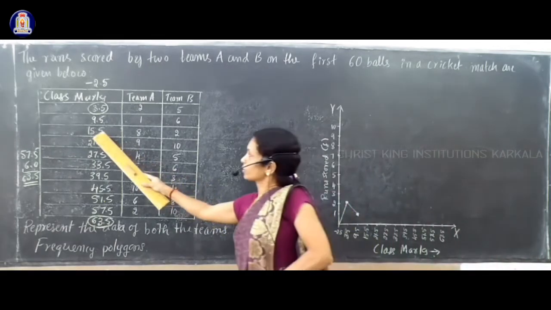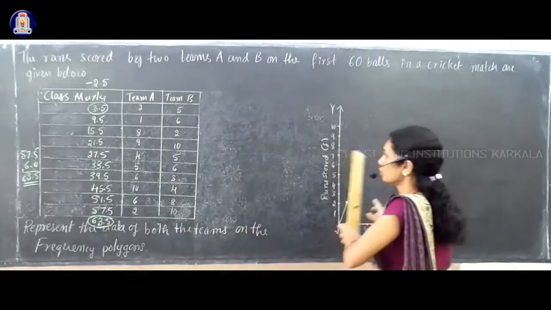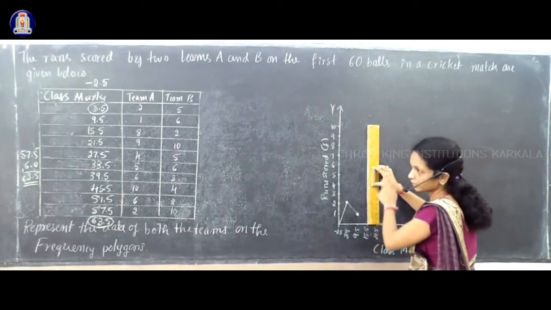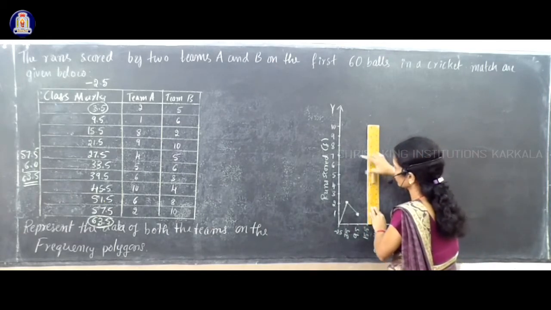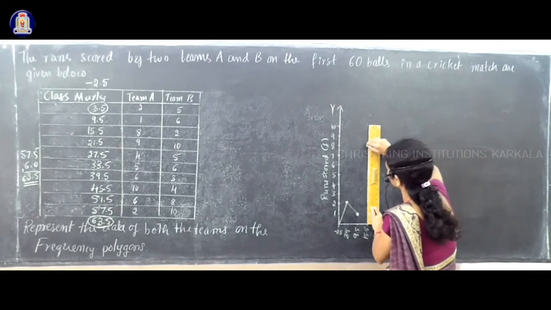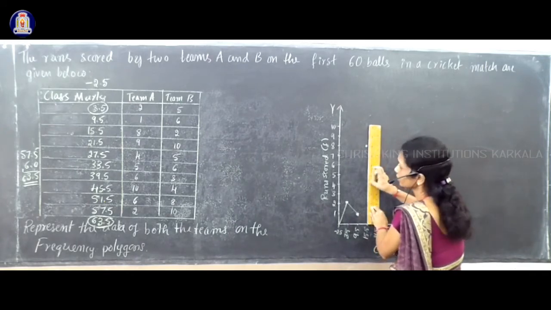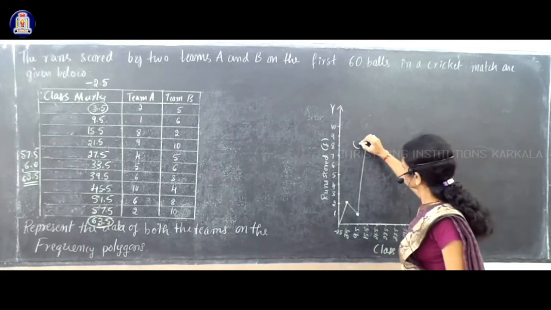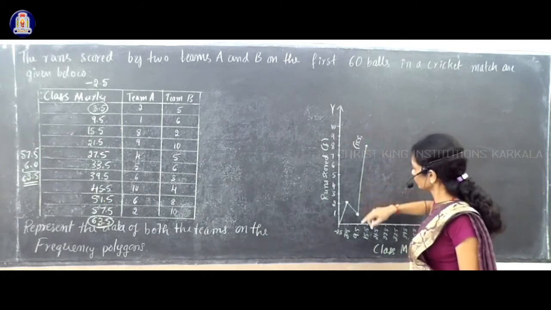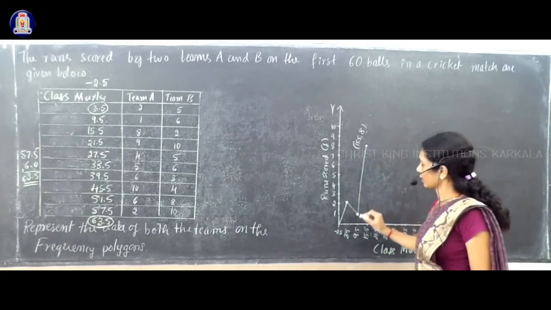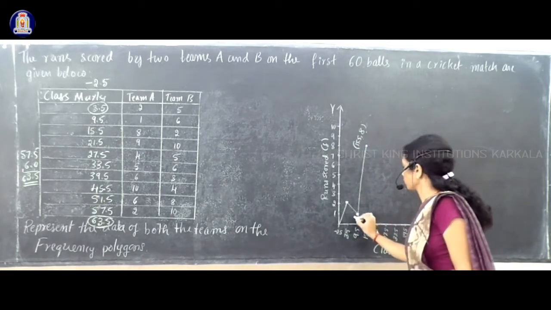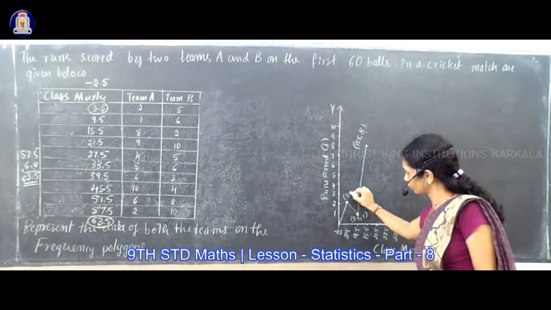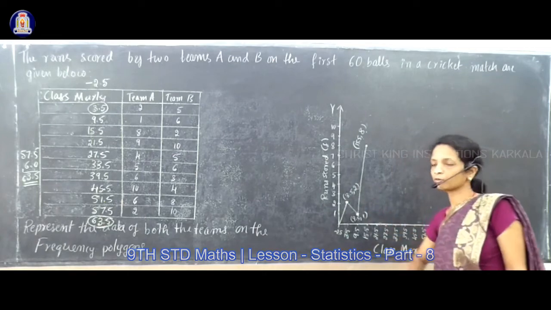Next class mark is 15.5. In that vertical line you have to move up to 8. Okay, 8 is here. Highlight that point. This point is 15.5, and we moved up to 8. So 15.5, 8. And this point is 9.5, 1. And this point at 3.5 we moved up to 2, so 3.5, 2.